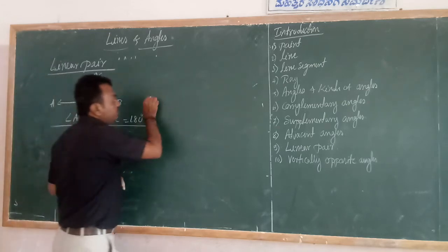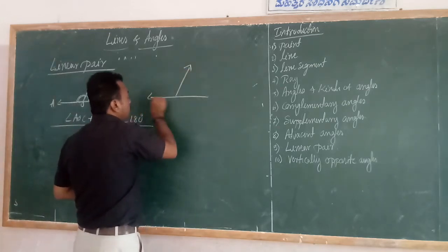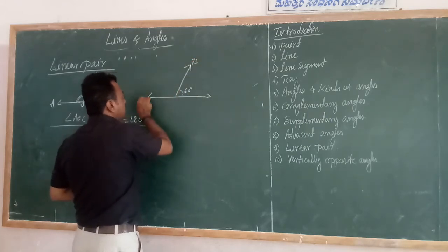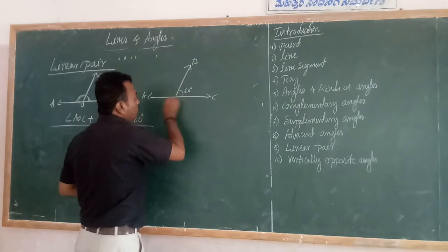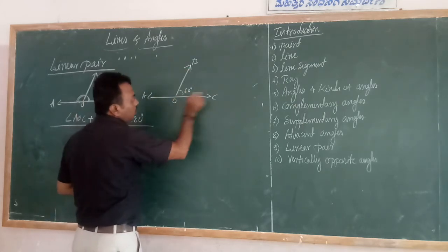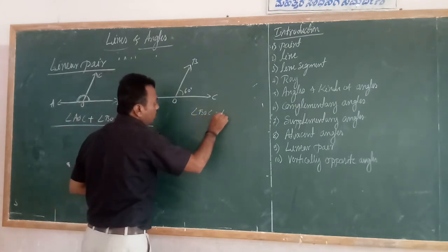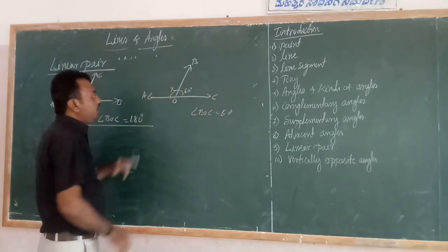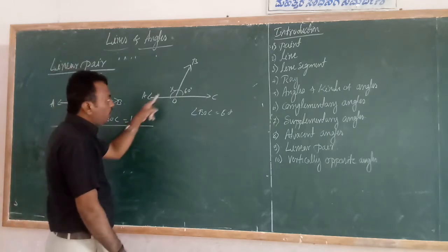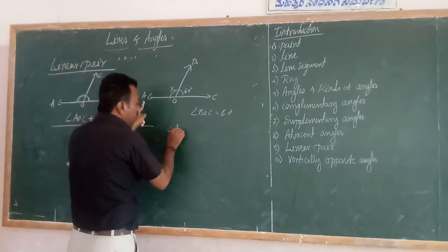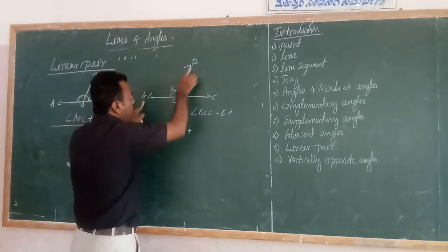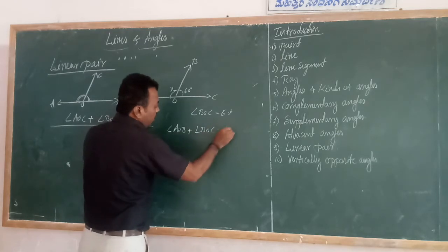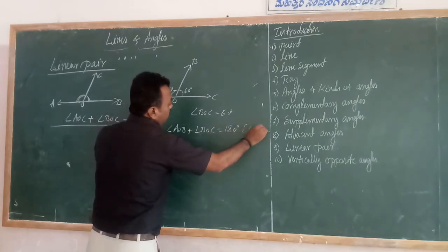For example, this is 60 degrees. Suppose this is B, this is A, this is C, and this is O. Suppose angle BOC is equal to 60 degrees. Find the angle AOB, or X. Find the value of X. How can you find the X value? Very simple, friends. Angle AOB plus angle BOC. If you add these two angles, it becomes 180 degrees because of the linear pair. That's why.